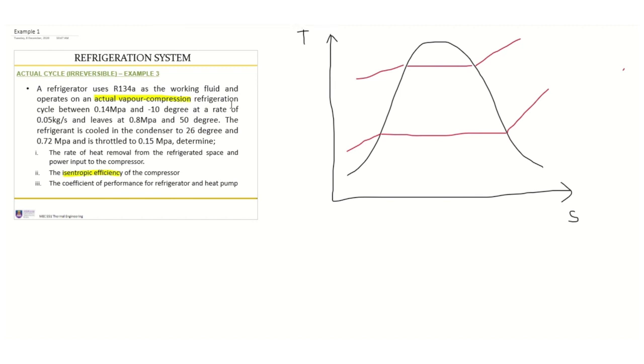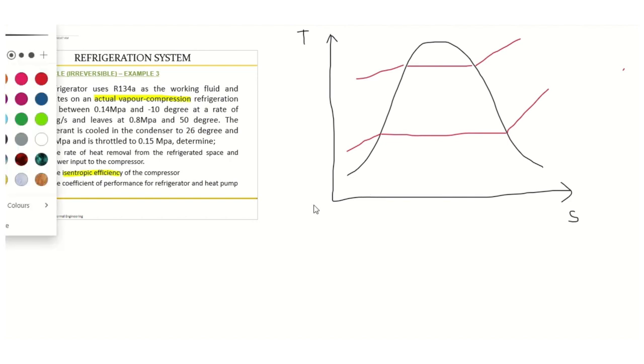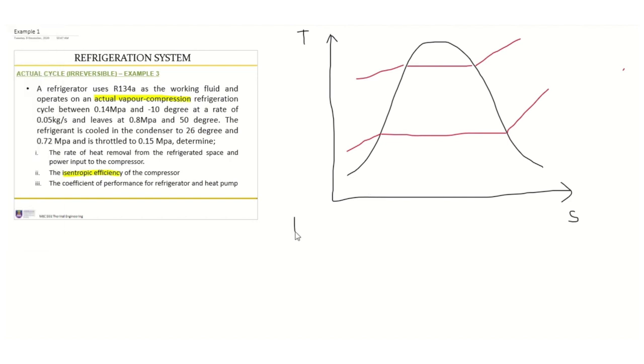Okay, so next take a look at the first statement, the first information given. So you have 0.14 megapascal and -10 degrees. So this one should be state number 1, because this one occurs at the lower pressure. So you have P1 equals 0.14.